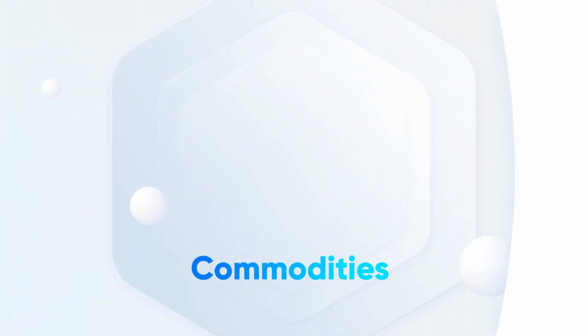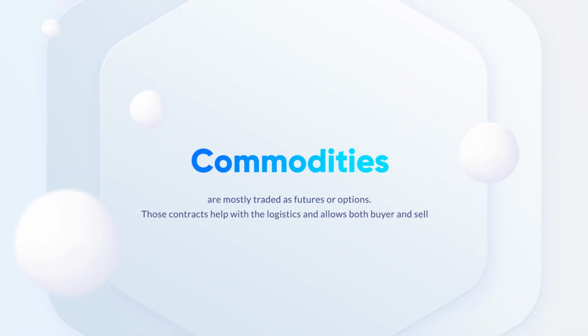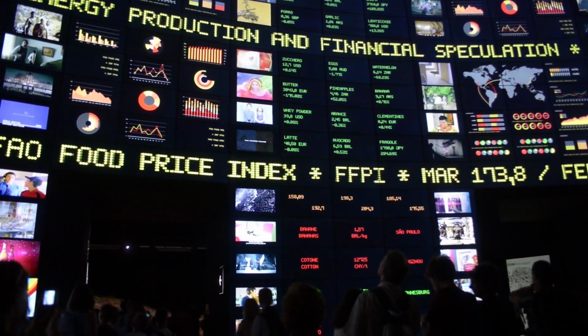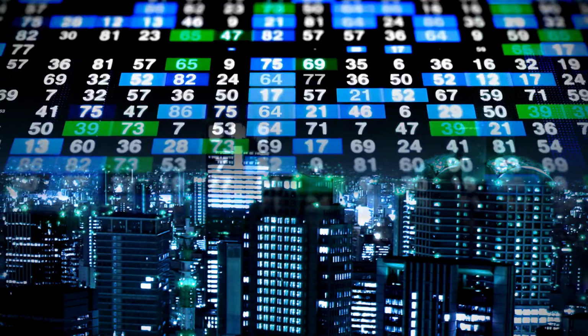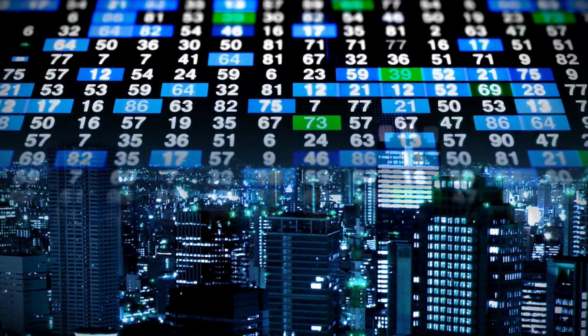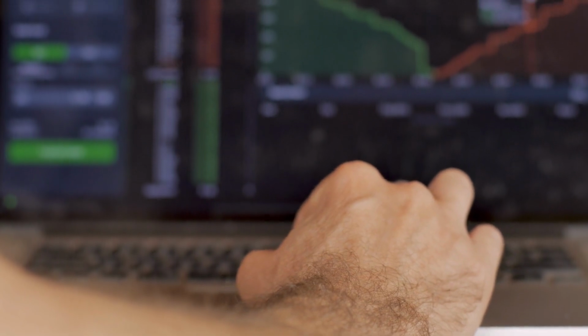Commodities are mostly traded as futures or options. Those contracts help with the logistics and allow both buyer and seller to fix prices and do some planning ahead. As they can be bought and sold before the expiration date, investors use them for speculation. Another way of investing in commodities is through stocks of companies that produce or process those goods. However, it's a bit of a different story, as prices of such companies are not strongly connected to the prices of commodities. Or you can choose commodity-oriented exchange-traded funds and mutual funds.